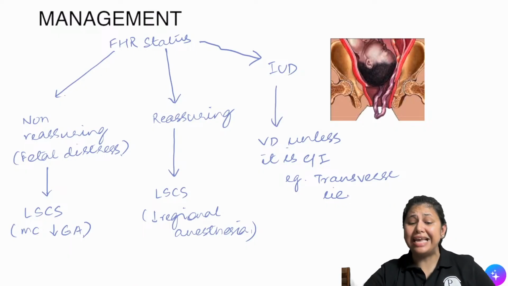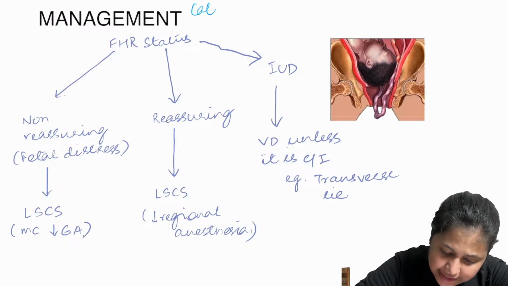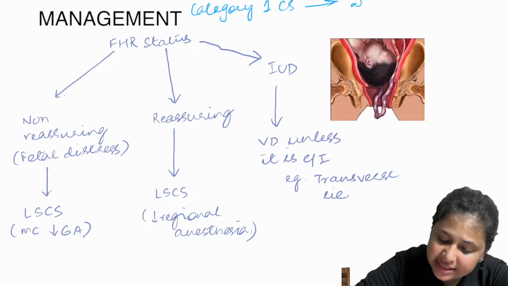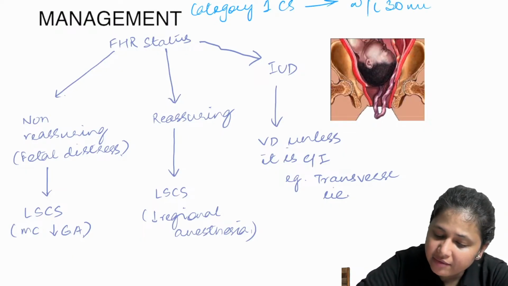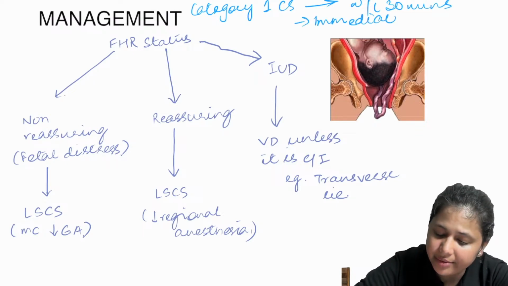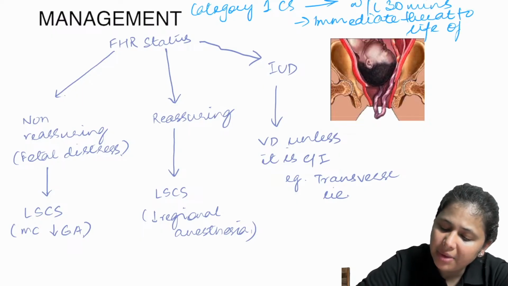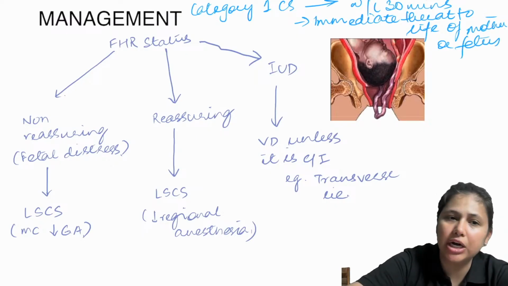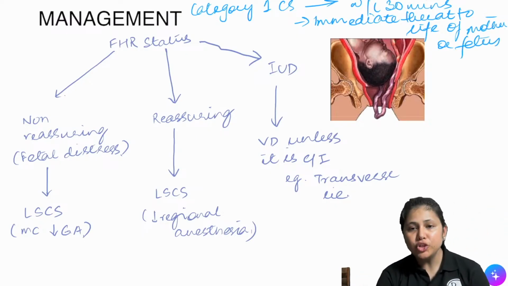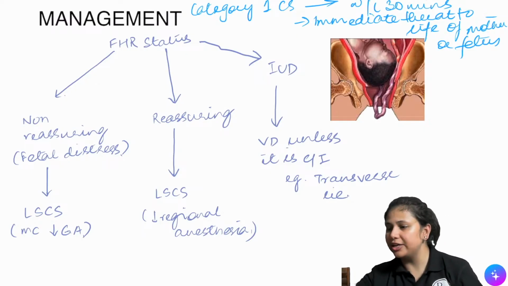This is what we call a category 1 cesarean section. Category 1 cesarean section means within 30 minutes you have to do it. There is immediate threat to life of mother or fetus, and that is why you have to do it in 30 minutes or less. Right. So the question that they typically ask you is the management and risk factors of cord prolapse, and that is all that you should know.